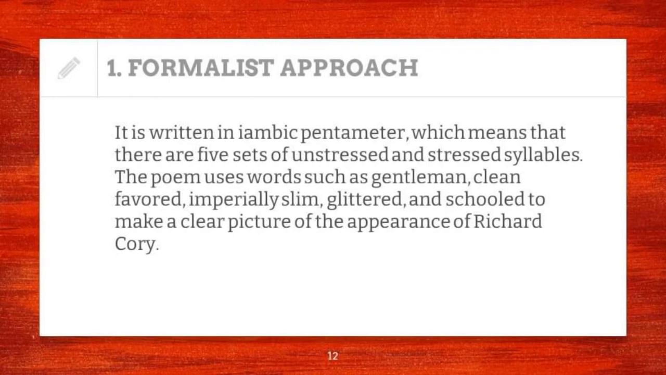It is written in iambic pentameter, which means that there are 5 sets of unstressed and stressed syllables. The poem uses words such as gentleman, clean-favored, imperially slim, glittered, and schooled to make a clear picture of the appearance of Richard Cory.